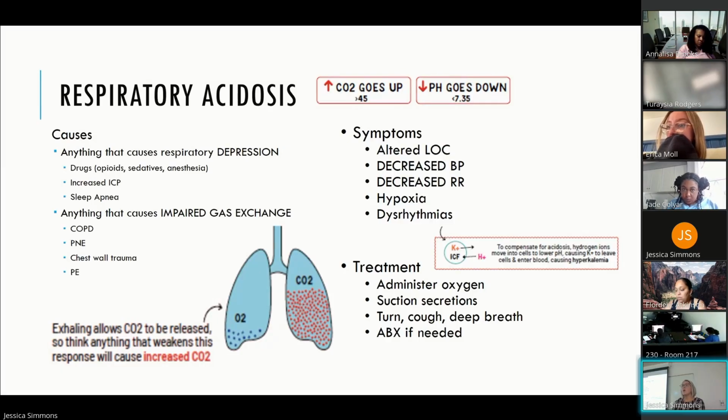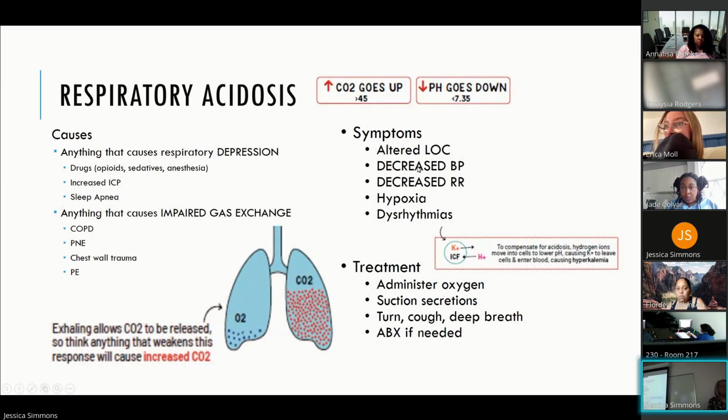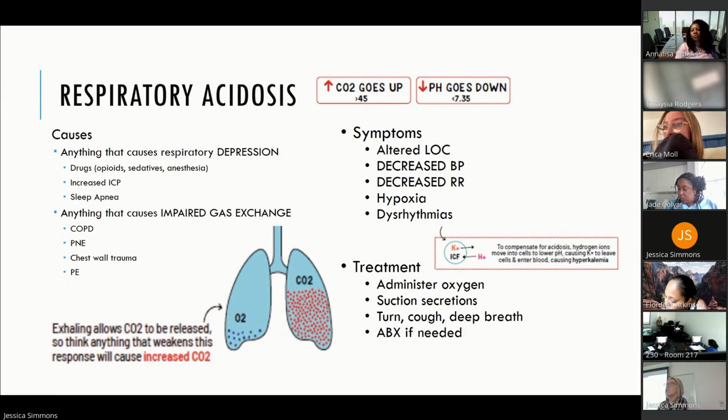Because what a BiPAP does is it forces oxygen in, but it also forces CO2 out. So putting oxygen on a patient that is in severe respiratory acidosis is not going to do anything for them. They're breathing, they're oxygenating, but the problem is that we need to get the CO2 off. Does that make sense?